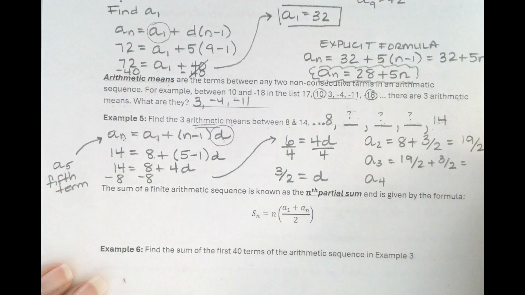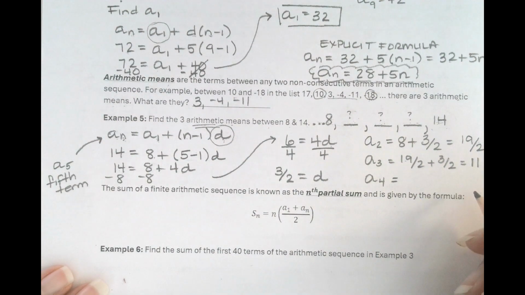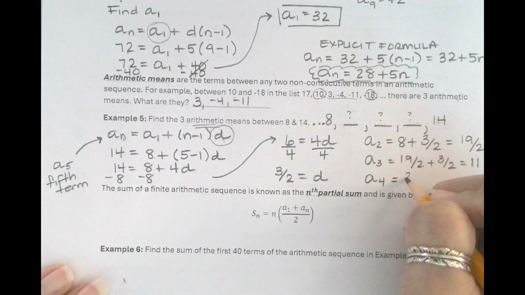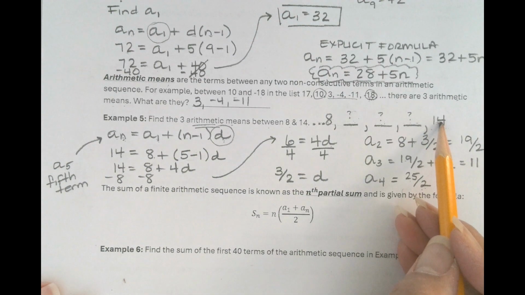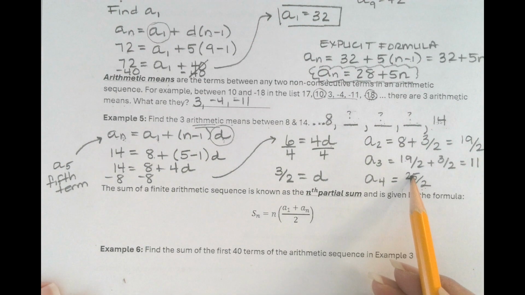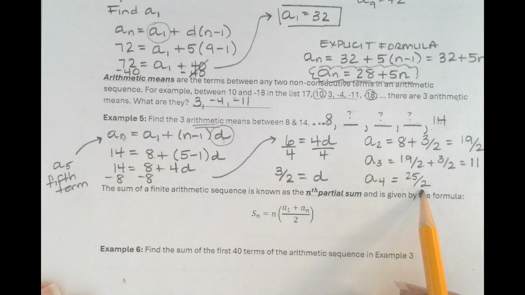19 plus 3 is 22. 22 divided by 2 is 11. A sub 4 turns out to be 25/2. And then if I add 3/2 again, I should end up with 14. Well, 25 plus 3 is 28 over the common denominator 2. 28 over 2 is 14.